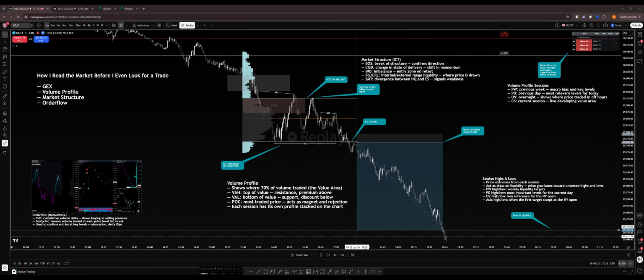Next video I'm going deeper on the specific levels I trade and how I find my entries. And after that, a full breakdown of how I use CVD and Footprint to confirm entries. That one's going to be good.